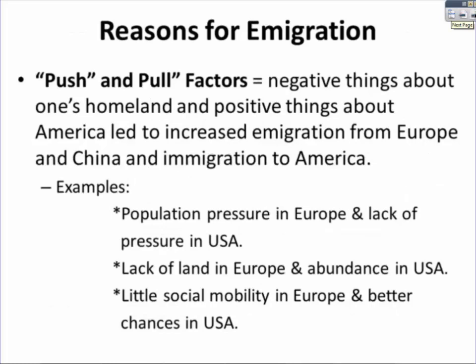There are many reasons why someone might leave, and reasons that they are attracted to the place that they are going. This is called push and pull factors. Negative things about one's homeland and positive things about America lead to an increase in emigration from Europe and China and immigration to America. Some examples: population pressure in Europe and a lack of pressure in the United States. So housing is likely going to be less expensive. The availability of jobs is going to be better. The lack of land in Europe and the abundance of land in the United States. There's little social mobility in Europe, and there's much better chances at social mobility in the United States. These are just a few of the reasons people would leave Europe and China and come to America.